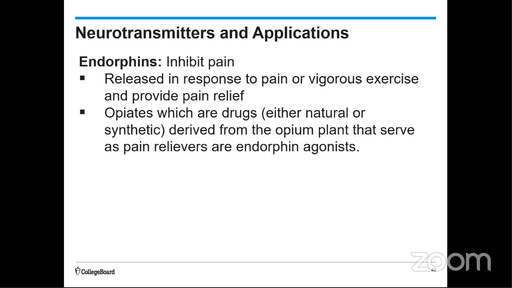Endorphins are neurotransmitters that inhibit pain, and they're also sometimes released in response to vigorous exercise. It's that idea of a runner's high. Adrenaline is also a hormone, not a neurotransmitter, and it's released as part of the fight or flight response. And adrenaline can also work as a pain reliever. Interesting about endorphins is, like morphine, they're a natural painkiller, and drugs like morphine or even illicit drugs like heroin mimic endorphins. So they work in the same way.